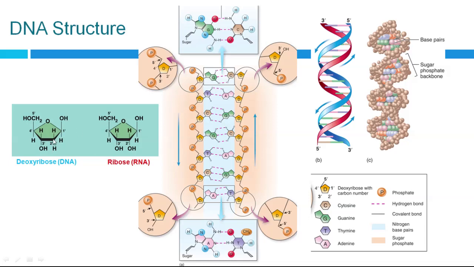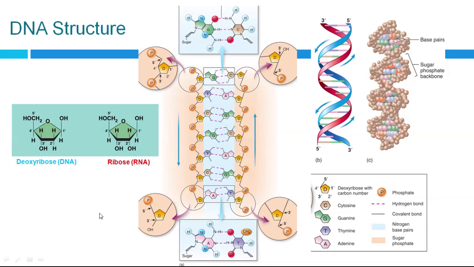Right here on the 2' carbon, it doesn't have an oxygen. This is called a hydroxyl group. It doesn't have a hydroxyl group. It has a hydrogen. So we call this deoxygenated ribose. De means without. So we're saying without oxygen ribose. Ribose in RNA is just regular old ribose, and so you're seeing it has an oxygen here.